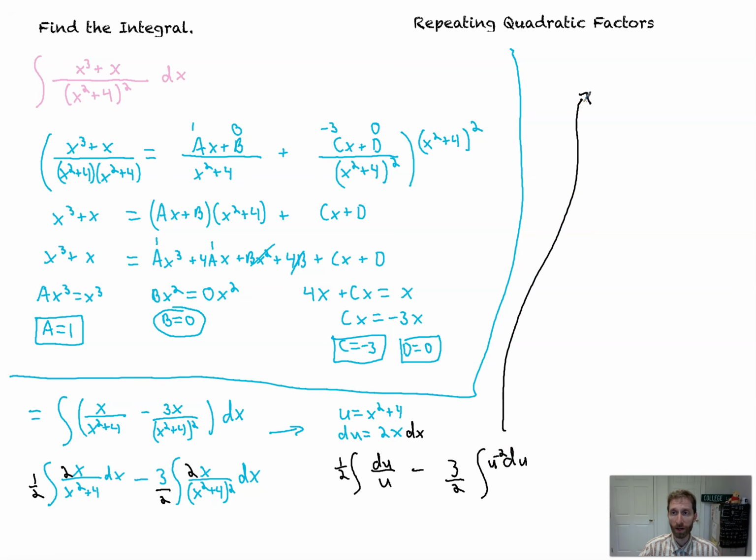All right, here we go. Need more room. So the integral of that is 1/2 ln of the absolute value of u. Well, what's this going to be? You get minus 3/2. u to the minus 2 becomes u to the minus 1. Divide by negative 1. There we go. And now we plug in for u. 1/2 ln of the absolute value of u, which was x squared plus 4. Ugh. This is tough. Plus 3 over 2. u to the minus 1 goes to the denominator. x squared plus 4.